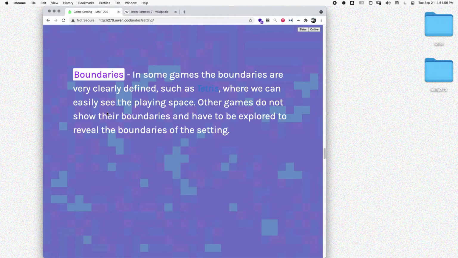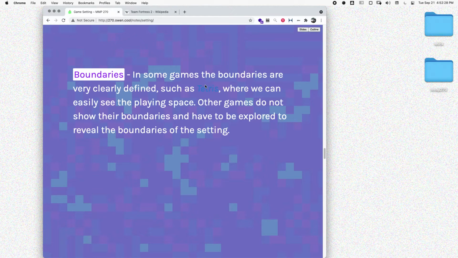Boundaries, I kind of talked about this with the example of the room, but just thinking about defining the boundaries. In some games you can see the whole game world just by looking at it. The example I give of that is Tetris. You can see the entire game world, everything that exists in that game, just by looking directly at the screen.